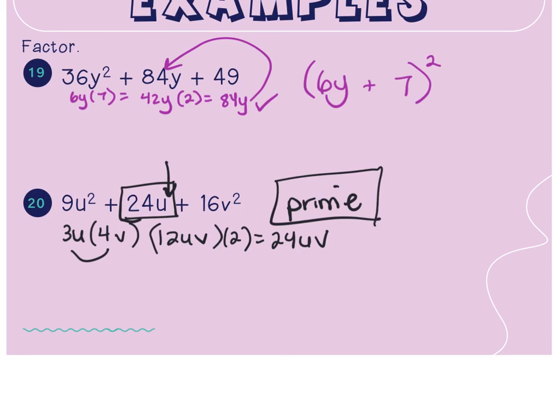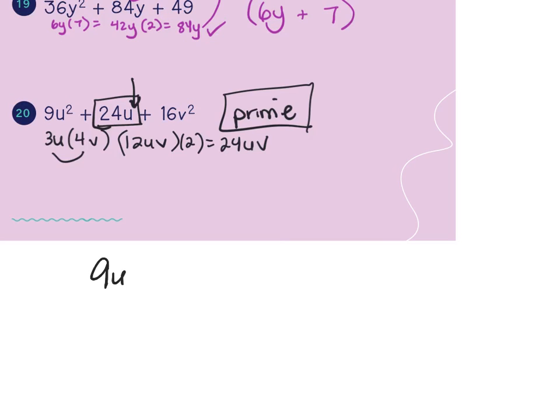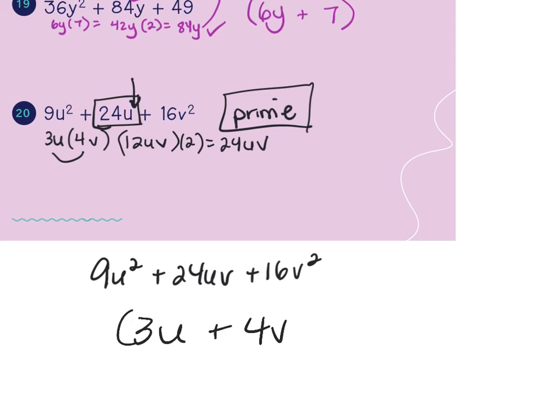So be really careful. That middle term would have to have the u and the v on it. If it did, for example, if it said 9u squared plus 24uv plus 16v squared, then when I factored it, it'd be (3u plus 4v) squared, with the plus from the middle in parentheses. So it would look like that. But it would have had to have the v on it, which it did not. So this original question was prime.